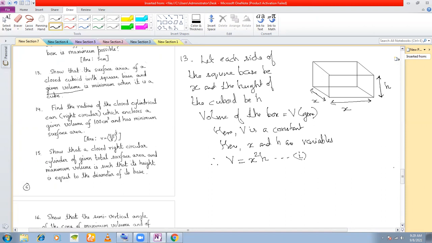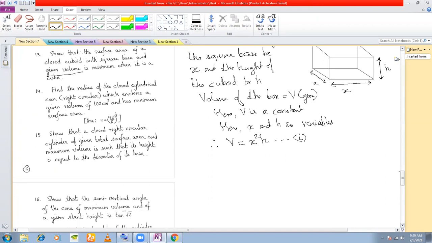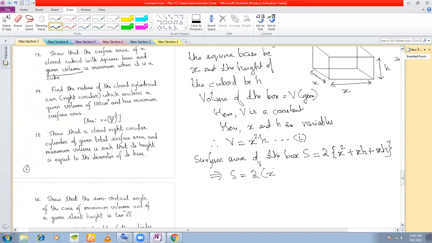Now we need to minimize the surface area. So what should be the surface area of the box? If you remember the formula for surface area of a cuboid, it is twice LB plus BH plus LH, right? LB is X into X, which gives X square, plus BH, which gives XH, plus LH, which again gives XH. This is the surface area. So S is equal to twice X square plus 2HX. Call this 2.